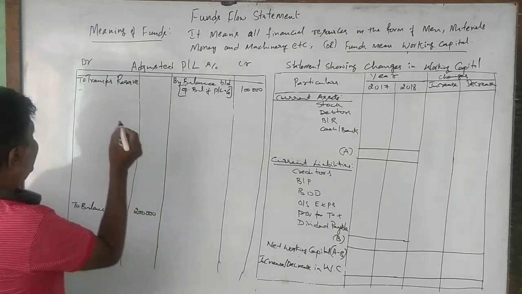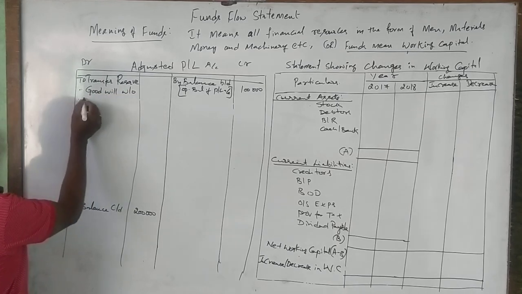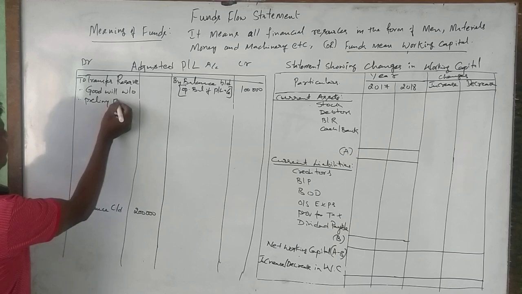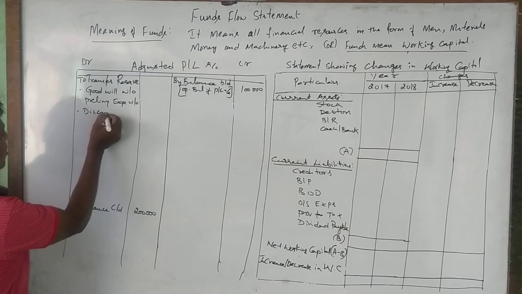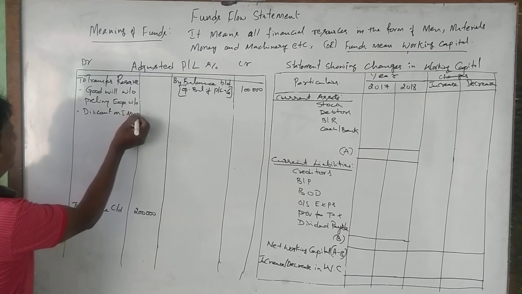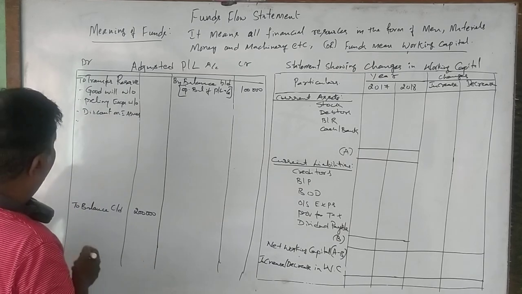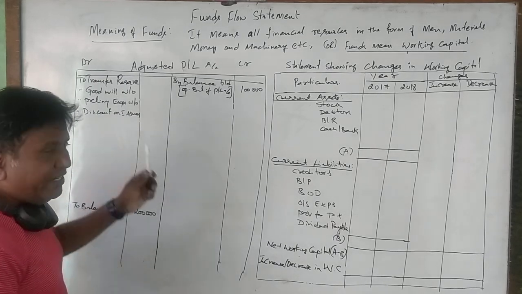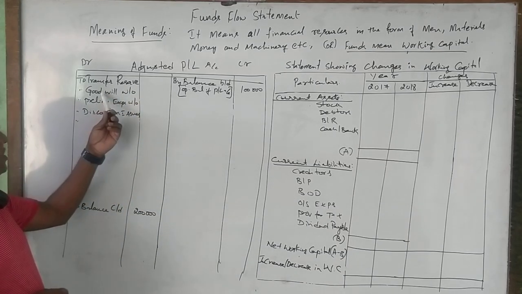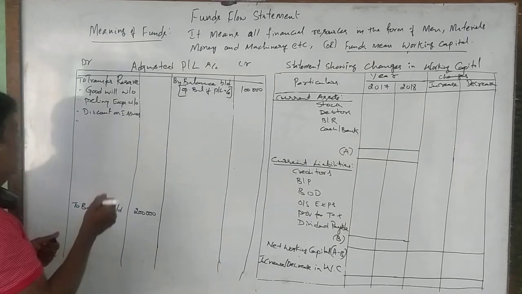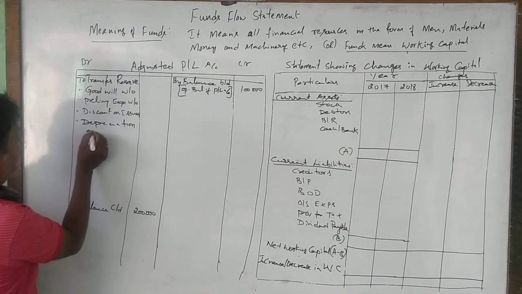Got it? The next one is goodwill written off. Preliminary expenses written off. Discount on issues. So: transfer to reserve, goodwill written off, preliminary expenses written off, discount on issues. These are some appropriations and these are non-cash expenses. One more is depreciation on fixed assets.